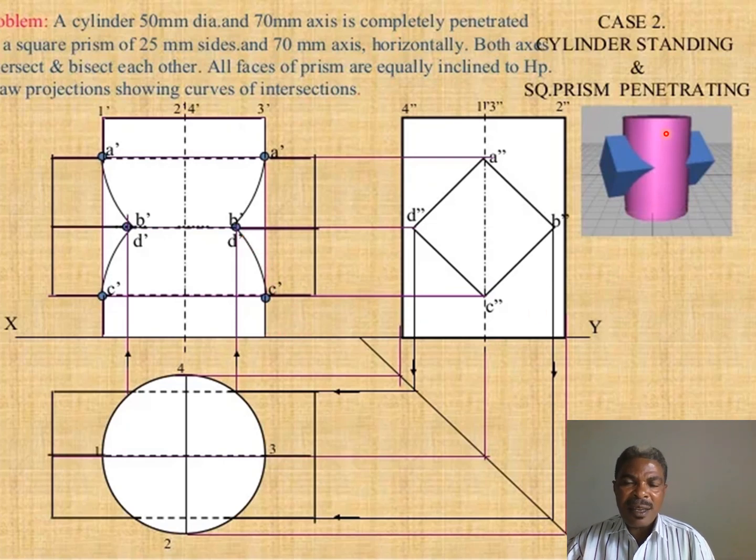Simply, because we are having a standing cylinder being interpenetrated by a square prism, it forms a curve at the point of intersection. It forms what? A curve.